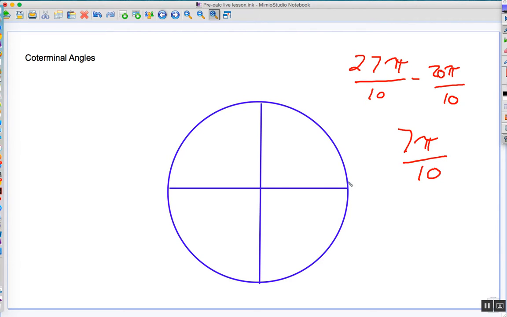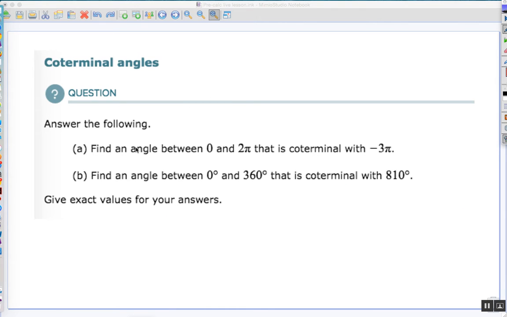So 2 pi is one time around, plus another 7 pi over 10, or 7/10 pi around, would be somewhere in this neighborhood. But 7 pi over 10 is going to be coterminal with 27 pi over 10. So here, we're going to do another example. Find an angle between 0 and 2 pi that is coterminal with negative 3 pi.